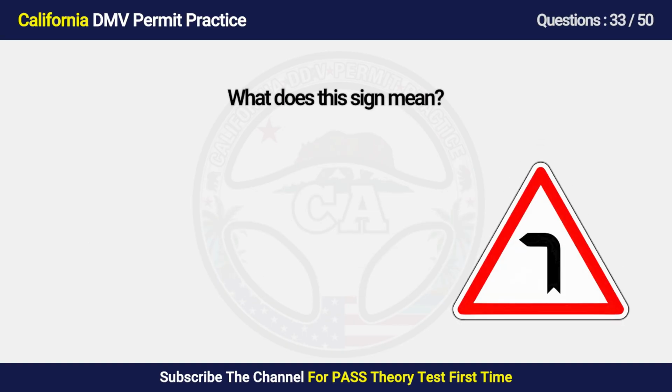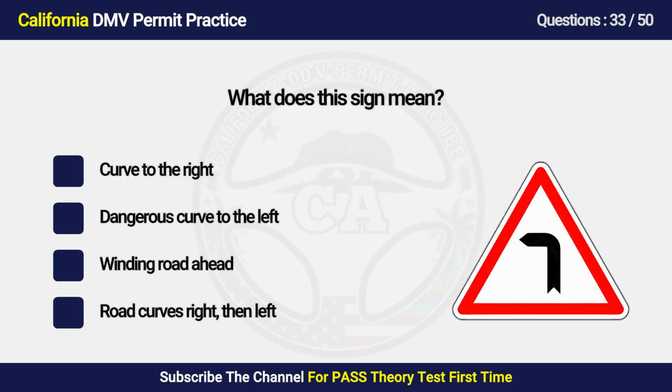Question 33. What does this sign mean? A. Curve to the right. B. Dangerous curve to the left. C. Winding road ahead. D. Road curves right, then left.